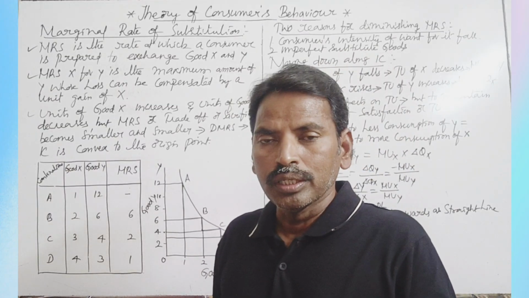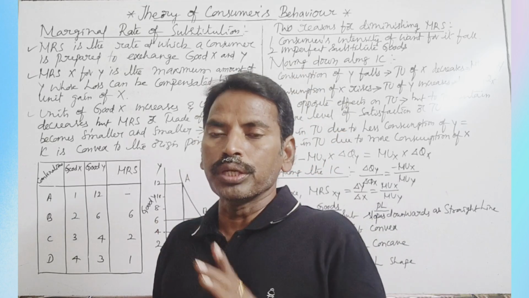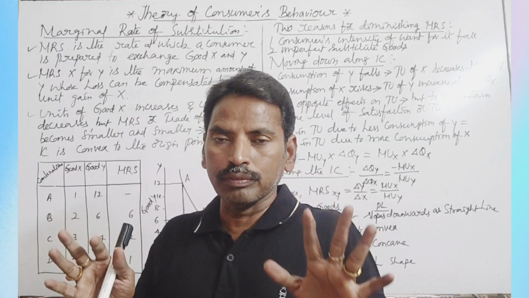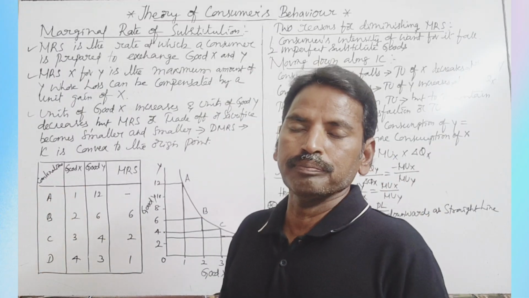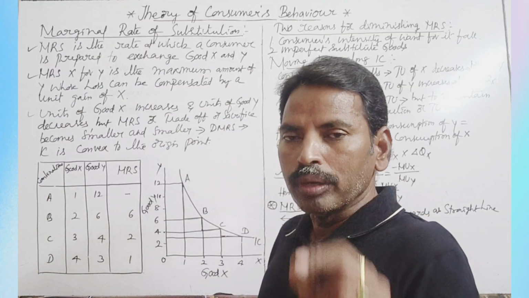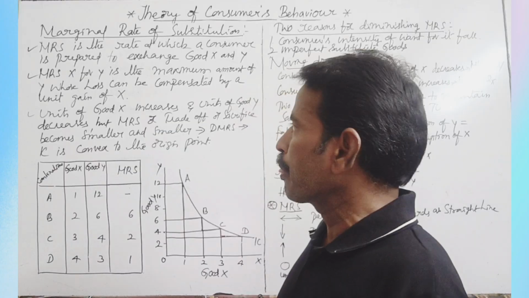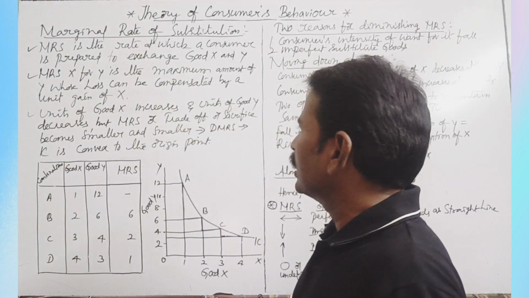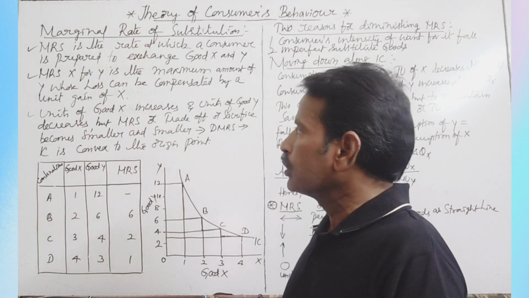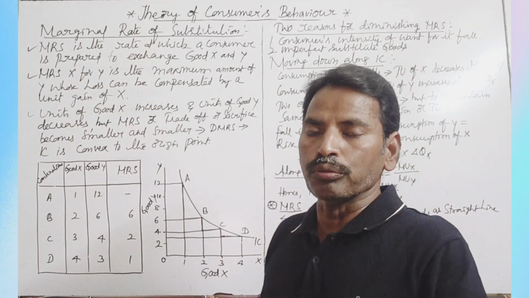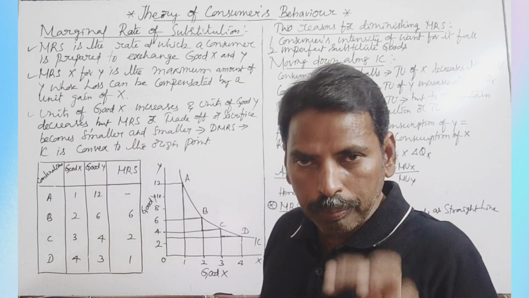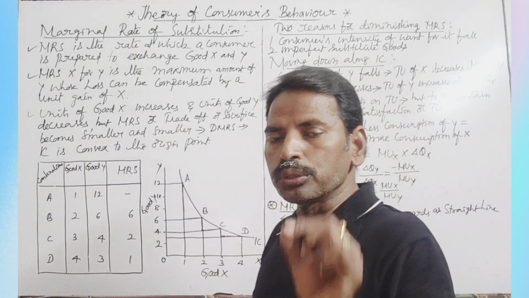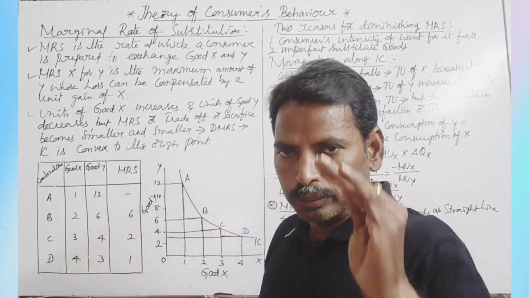MRS is the rate at which one commodity is exchanged for another commodity, while the level of satisfaction remains constant. This is called marginal rate of substitution. Marginal rate of substitution is the rate at which a consumer is prepared to exchange good X and good Y.